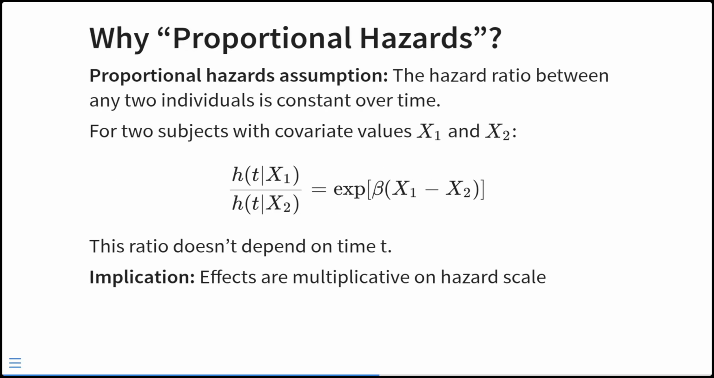So why do we have proportional hazards? The proportional hazard assumption says that the hazard ratio between any two individuals is constant over time. For two subjects with covariate values x1 and x2, the hazard ratio is going to be constant over time, and this ratio doesn't depend on time t. This means that effects are multiplicative on the hazard scale, so instead of being additive, the effect is multiplicative on the hazard scale.